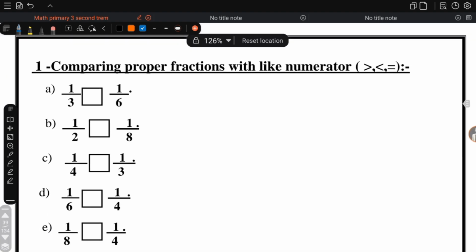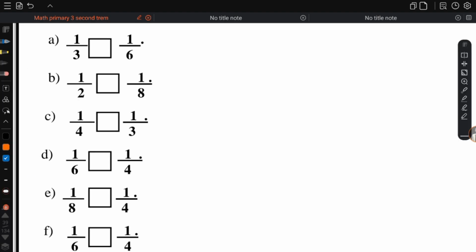Okay, let's compare by using greater than, smaller than, or equal. 1 over 3 is greater than, smaller than, or equal to 1 over 6? Okay, mister, they have like numerators. So the one with the smaller denominator is the greater fraction. So I have 1 over 3 is greater than what? 1 over 6. Okay, perfect.